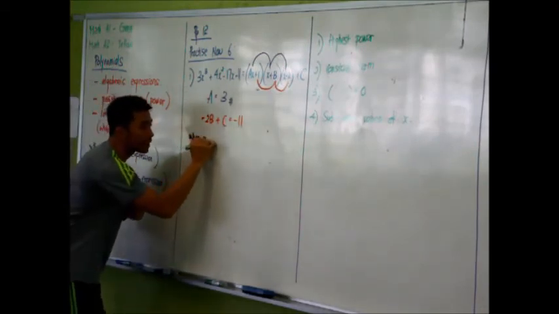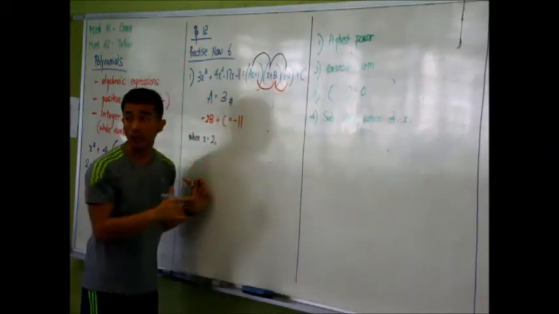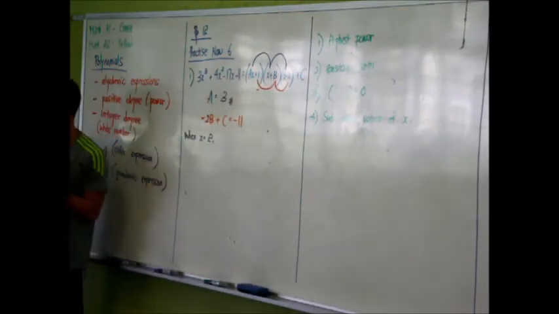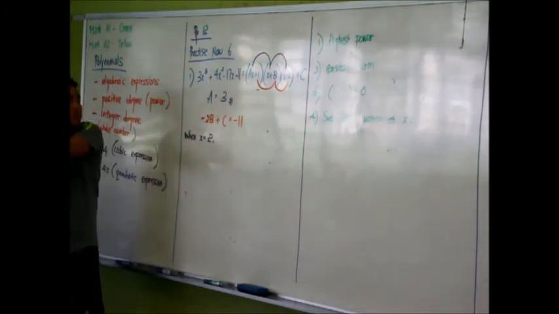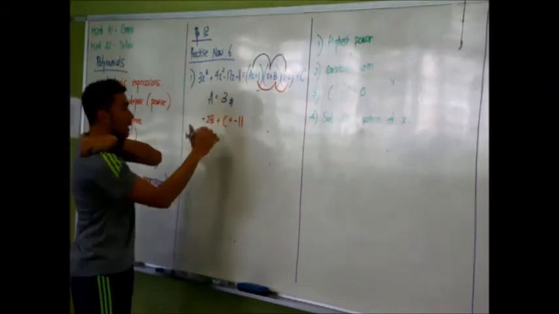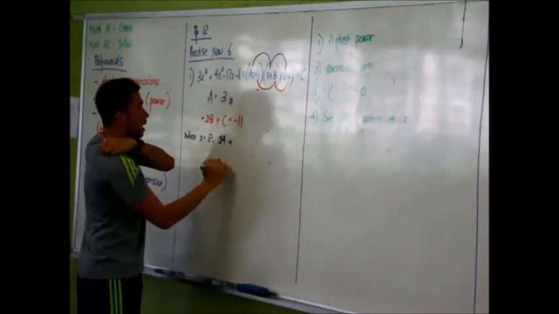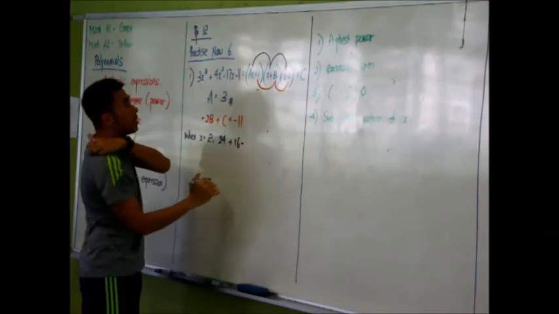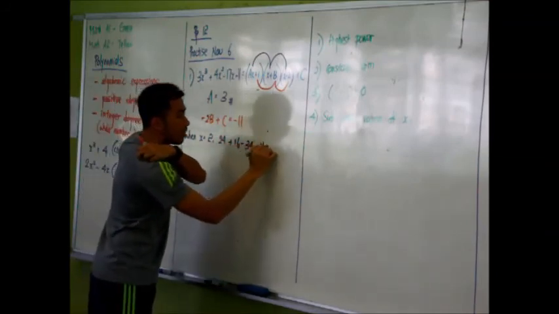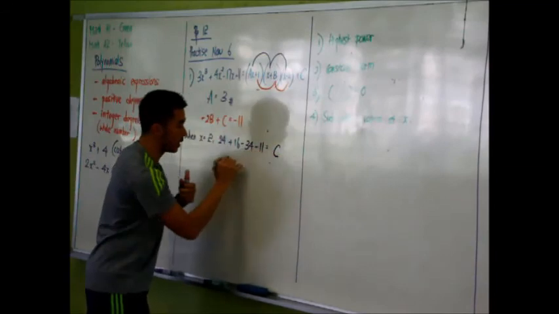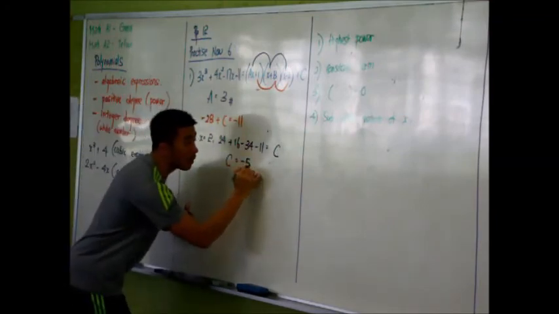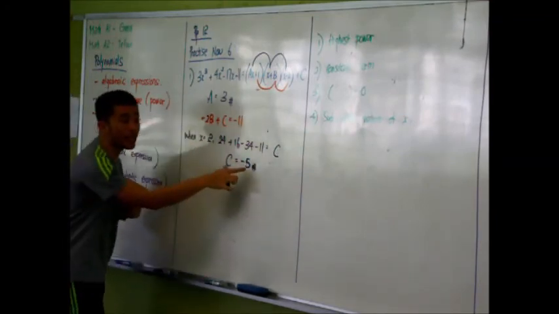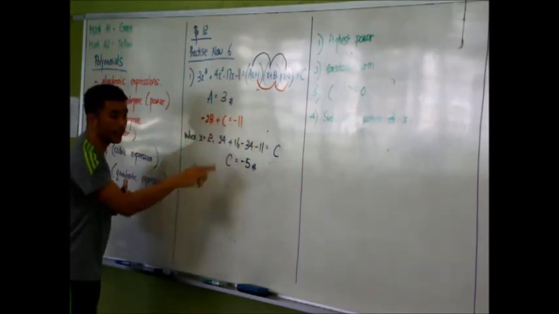When x is equal to 2, meaning x minus 2 is equal to 0, this thing doesn't become 0. I'm sorry. You need to press the calculator. Can you press the calculator now? So what you have, 3 times 8, 24 plus 16 minus 34 minus 11 is equal to C. So C in this case will give us negative 5, is it? Exactly. So likewise, I found the value of C. Please analyze C and plug it inside here.